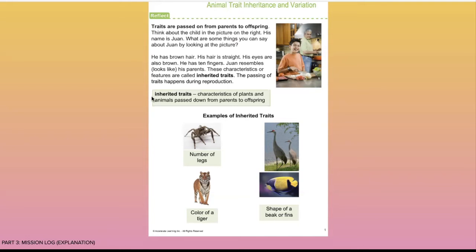Let's take a look at this vocabulary word. Inherited traits: characteristics of plants and animals passed down from parents to offspring. Examples of inherited traits. The number of legs. What is this a picture of? Do all of these animals have the same number of legs? The color of a tiger. Shapes of a beak or fins.